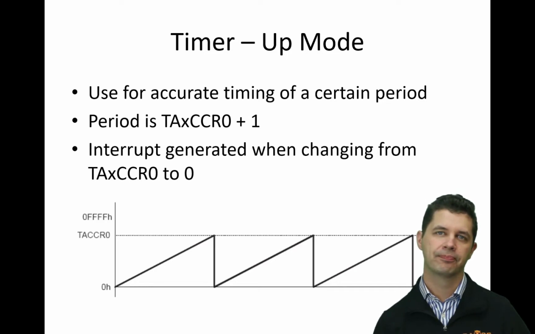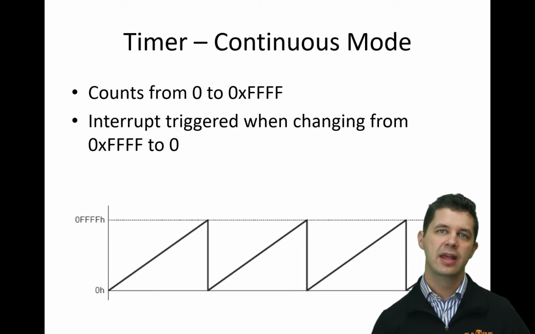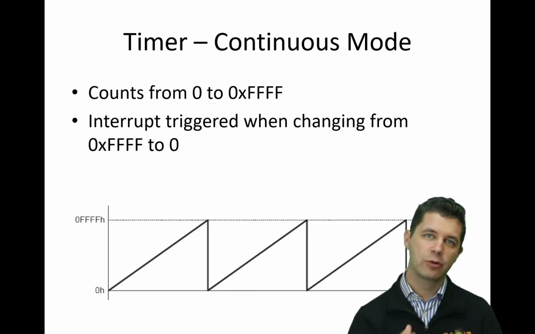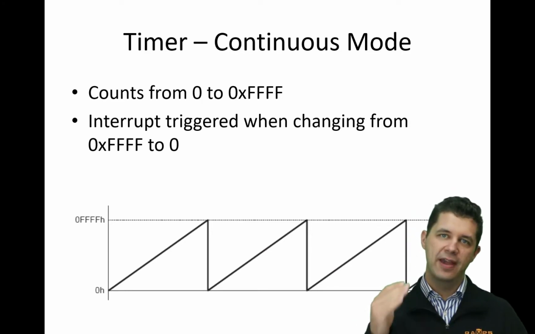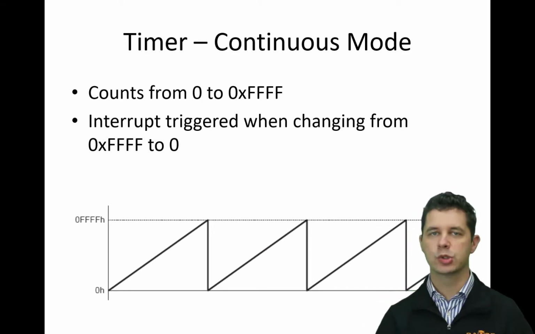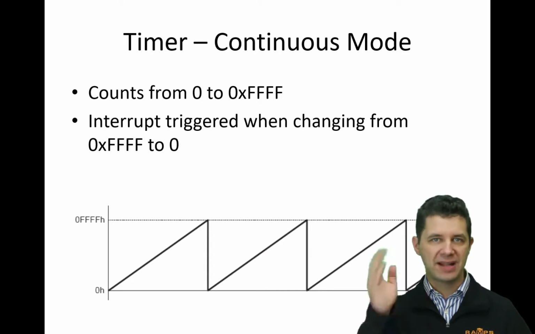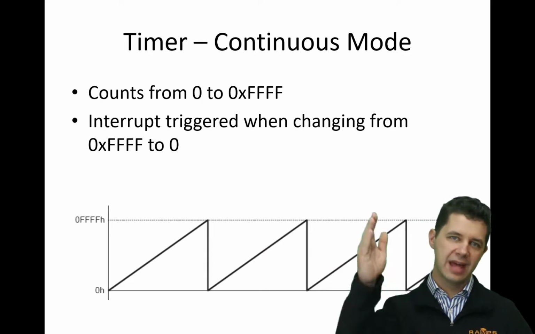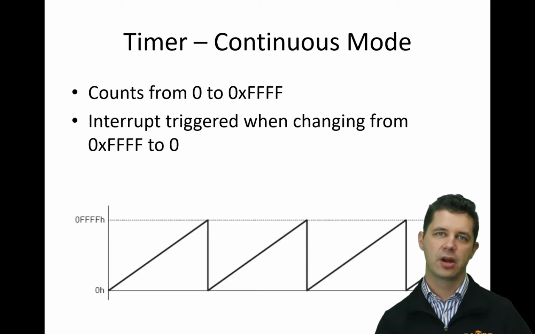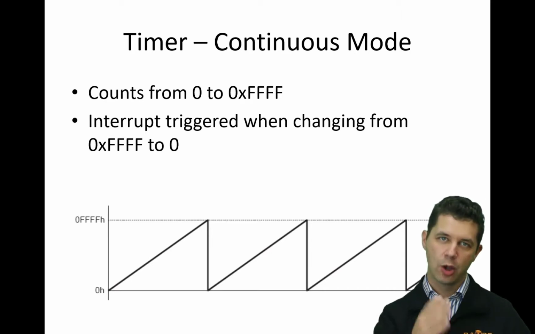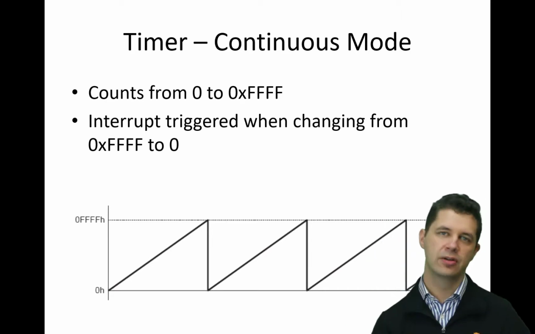Our next configuration is continuous mode, where our count register counts from 0 to FFFF, the maximum number you can store as a 16-bit number, and then back to 0 again. So 0 to that, back to 0, 0 to that, back to 0, and it generates an interrupt when it goes from that FFFF to 0.